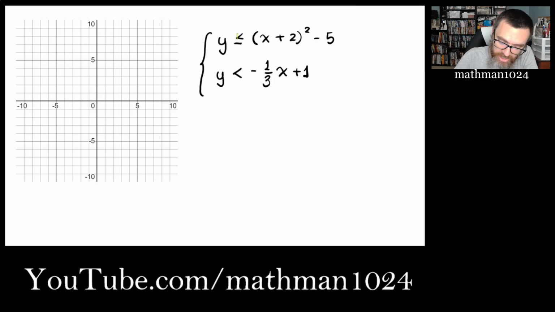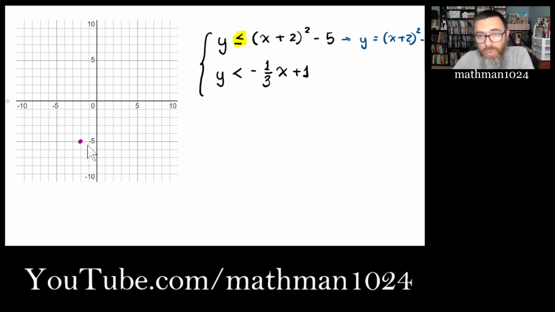So if I start with this first guy here, who is going to be solid because of the equal to part of the inequality, think about what this equation is saying. This is saying basically that y equals (x plus 2) squared minus 5. So that means we have a parabola that is shifted to the left 2 and down 5. So left 2 and down 5. And then we plot good key points from here.